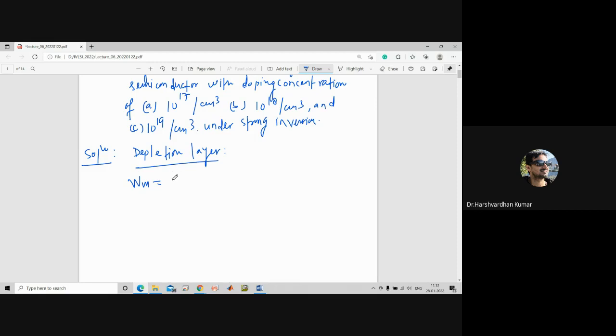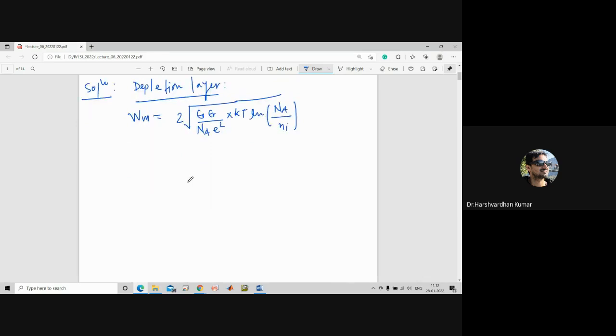Under root 4 epsilon naught epsilon r by Na into e square, into kT ln Na by Ni. Right? Good. So this is the formula to determine the depletion layer, right?